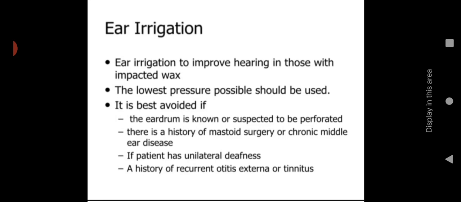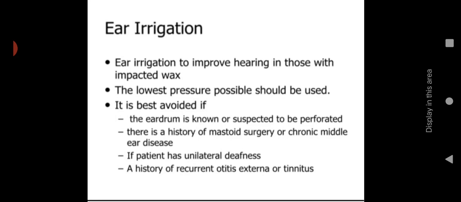But in this impacted wax condition, there are certain things to be remembered before doing the ear irrigation. If you are doing ear irrigation, always choose the lowest pressure to apply into the ear. And remember, if the eardrum is known or suspected to be perforated, meaning if there is some infection or inflammation, or a chance of damage or degeneration of the eardrum, then you should not do ear irrigation, because it can lead to entering of solution or earwax into the middle ear.